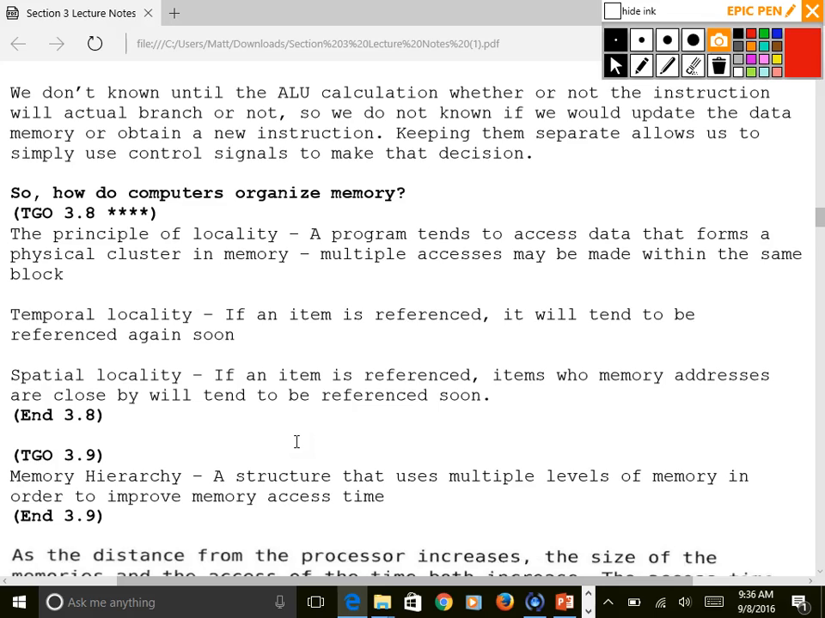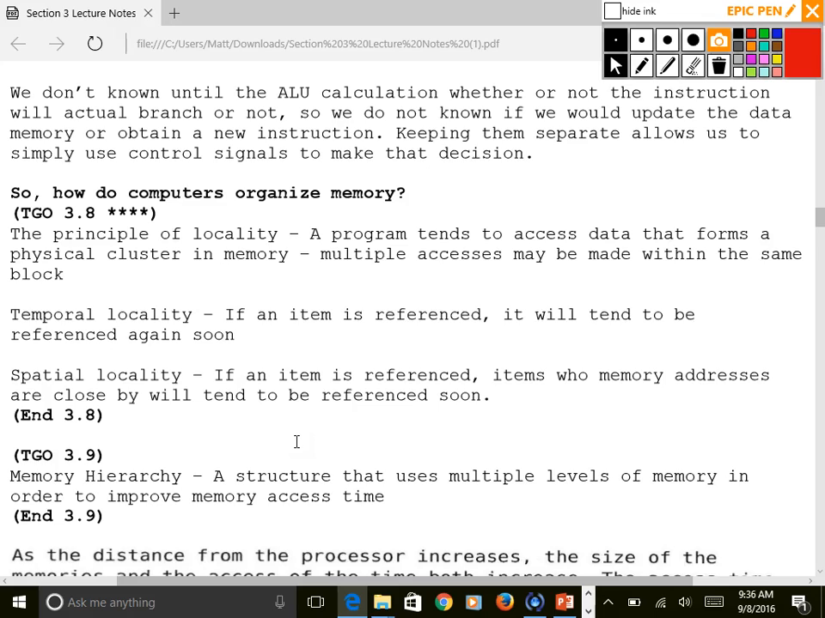The other one is spatial locality. If an item is referenced, items whose memory addresses are close by will tend to be referenced soon. So kind of what I was just talking about with arrays, with instruction memory, we split up instruction memory and data memory. We're trying to access the same elements over and over.